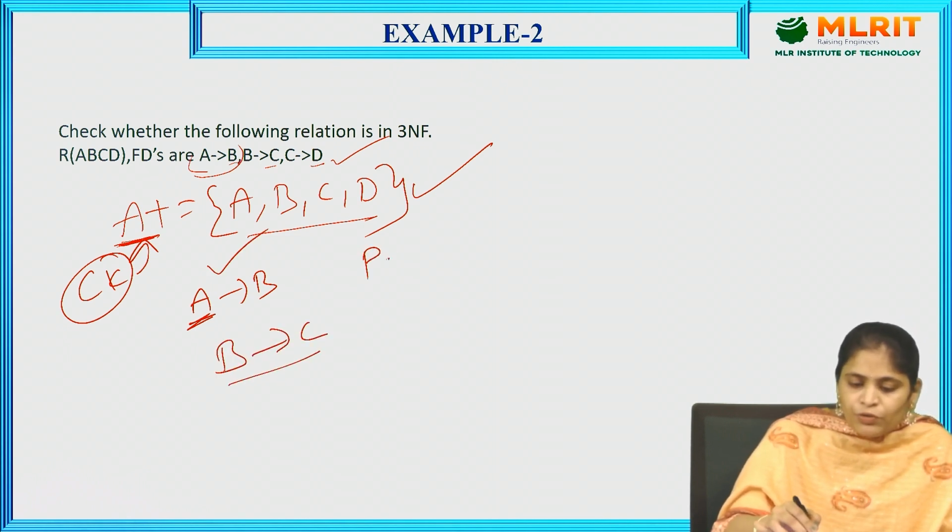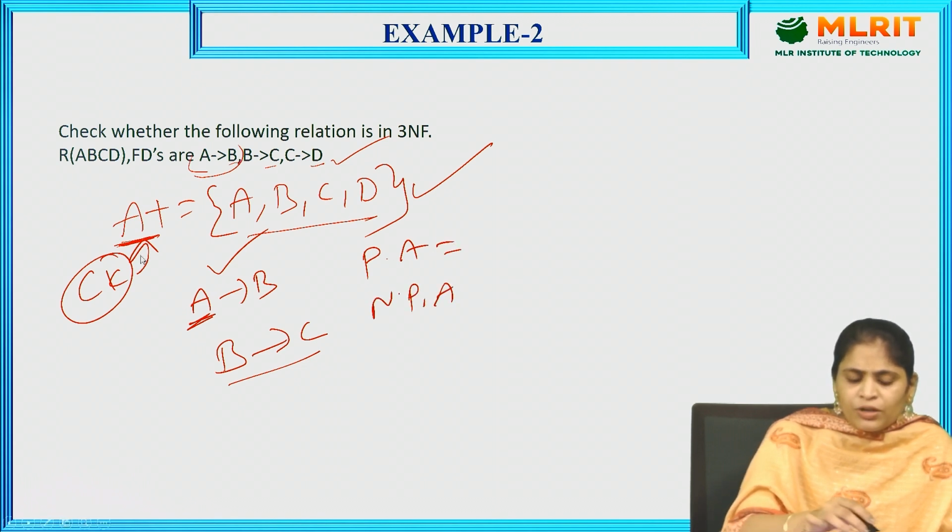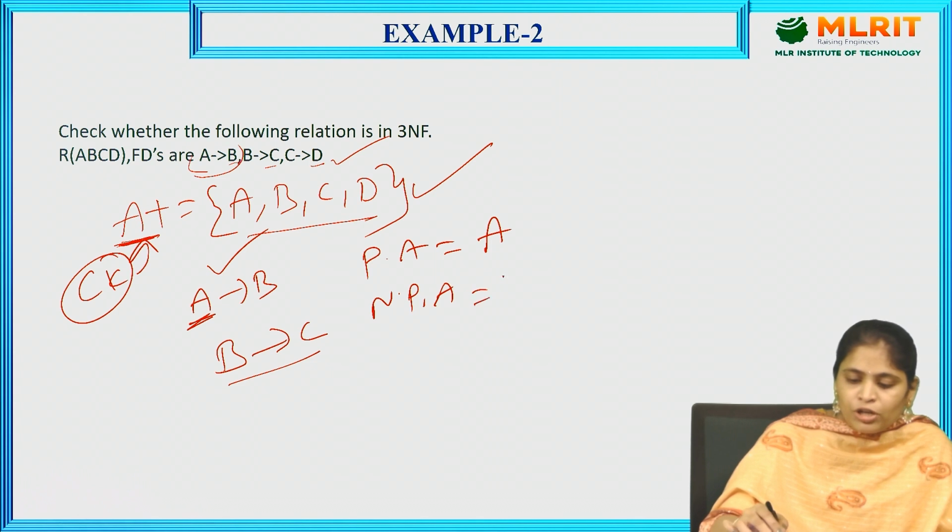Before going to this one, we have to discuss what prime attributes and non-prime attributes are. Prime attributes are whatever attributes are there in the candidate key. Non-prime attributes are the rest of all. B, C, D are non-prime attributes.